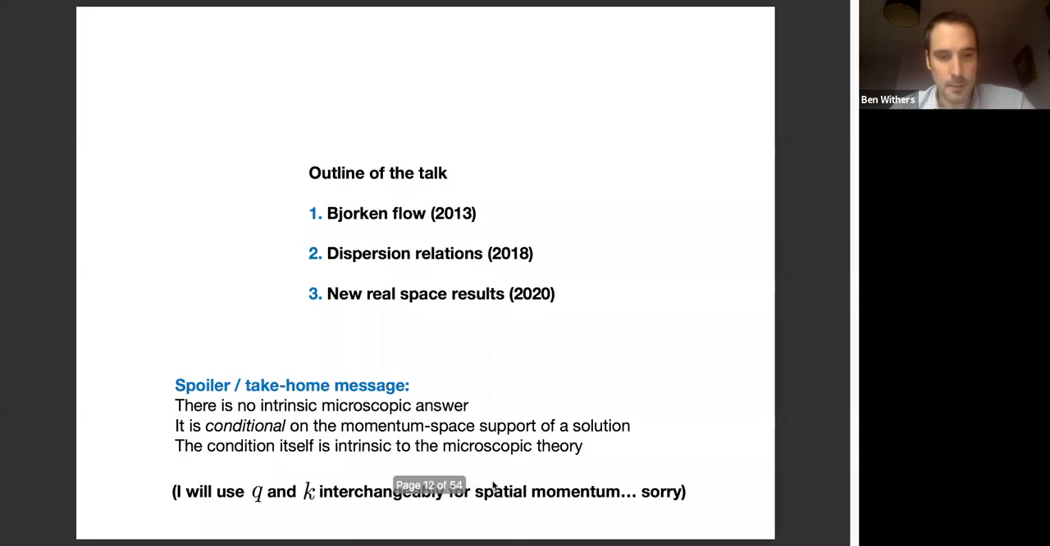The other annoying thing that I will apologize for now is I will use both the letter Q and K for spatial momentum. So in this section 2, I'll use Q, and in this section 3, I'll use K. So sorry about that.